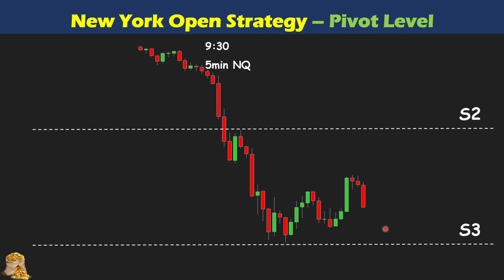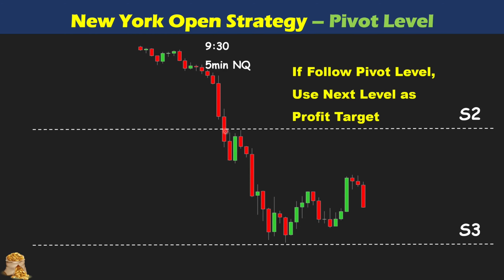Besides S2, there is also S3 somewhere, but in this chart, it's just at the bottom of the chart here. So a very good conclusion is that if the market goes down and then pulls back here to retest this S2, that means it respects the pivot level. If that's the case, the next pivot level here you can use as the profit target.